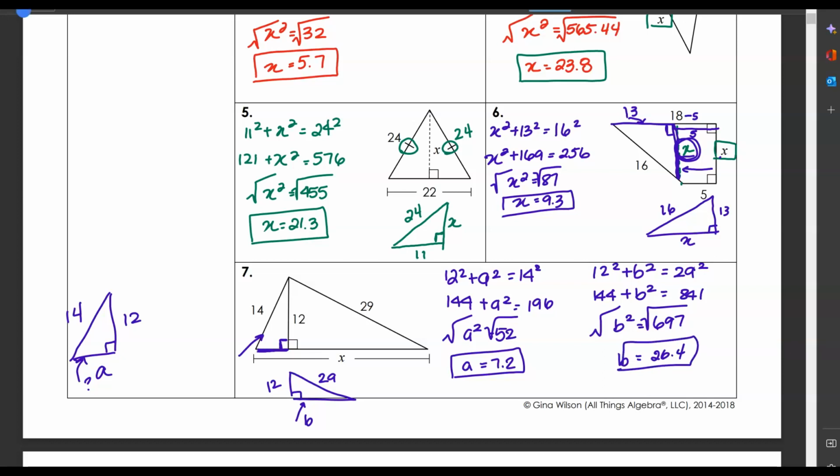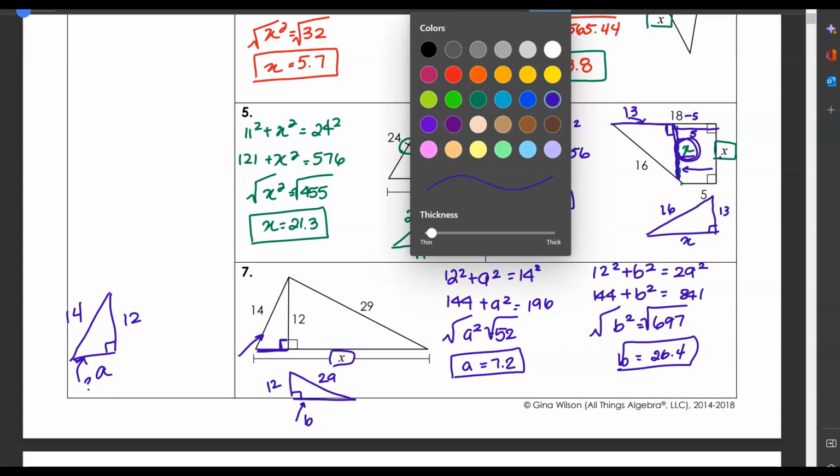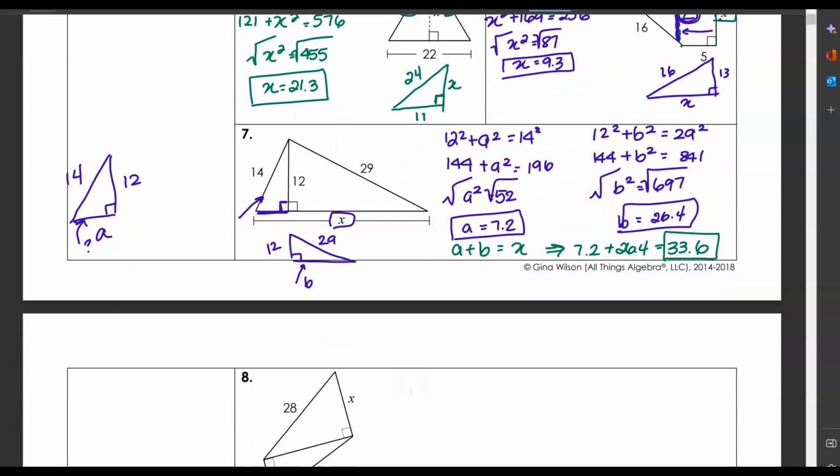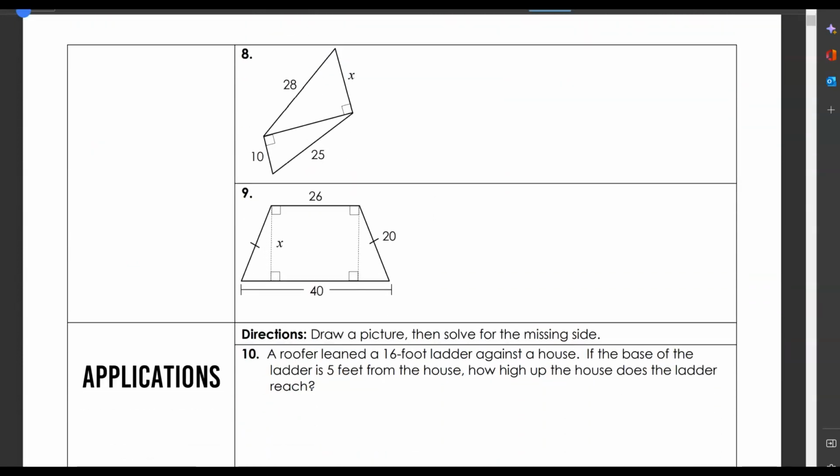Now I found one of the legs for two different triangles, but I haven't found x. So the way I go about finding x is I need to add both of those sides together. So A plus B is really going to give me this x value. Okay, so I'm going to have 7.2 plus the 26.4, and that's going to give me a total of 33.6. So that's how we do that one. All right, so take a moment and try 8 and 9.